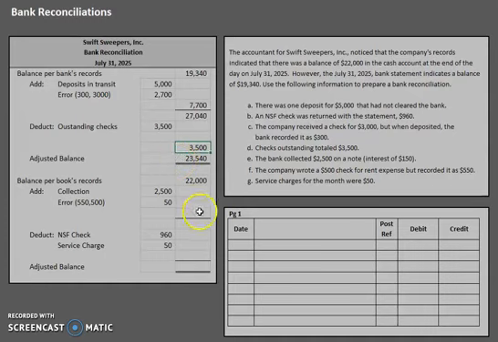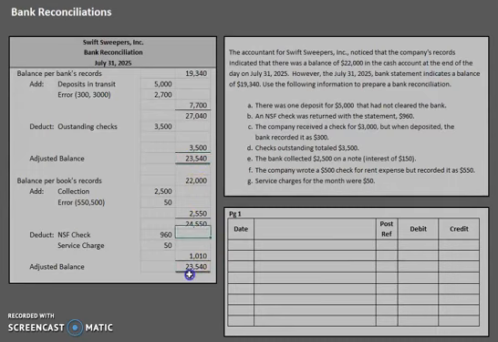Now let's do the same thing for the book side. Our total additions were $2,500 plus $50, so that gives us a subtotal of $24,550. The total of our deductions was $960 plus $50, so now let's go ahead and deduct here, and we'll be able to figure out if everything balances. 24,550 minus 1,010, 23,540.